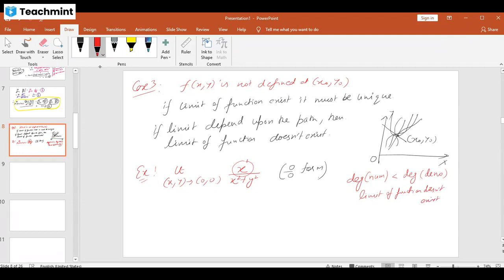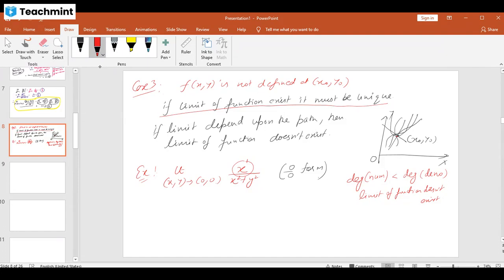There are many different ways to prove the same. Whenever I want to prove that the limit of the function does not exist, I need to simply identify a path along which the limit is different. Like I already told you, if the limit of the function exists, then it must be unique along all the neighborhoods of a point. There are many curves which pass through this point, and every curve contains the neighborhood of this point. So in this case, if I choose the neighborhood of the point 0, 0 along the curve, say y equal to mx.